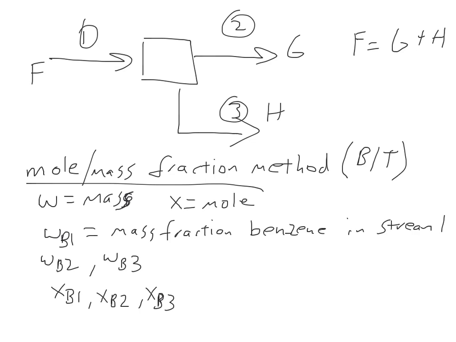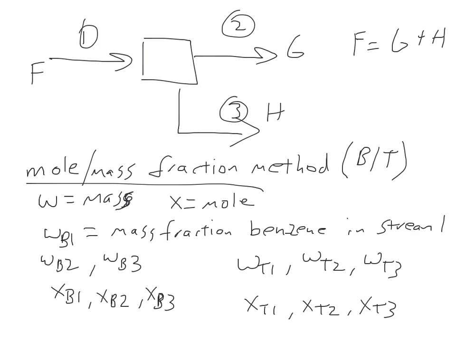And this is not all. There's also the mass fractions WT1, WT2, WT3, and then we have XT1, XT2, XT3. So these again are the mass fractions of toluene in the various streams, and then the mole fractions of toluene in the various streams.